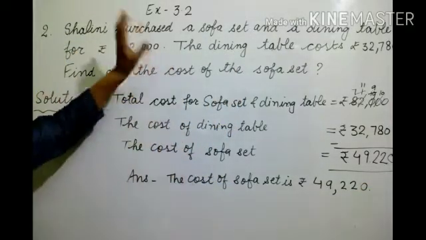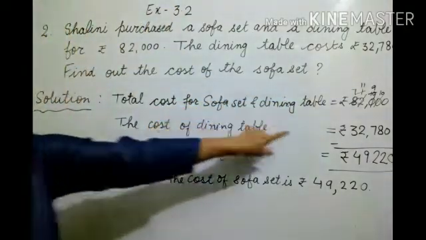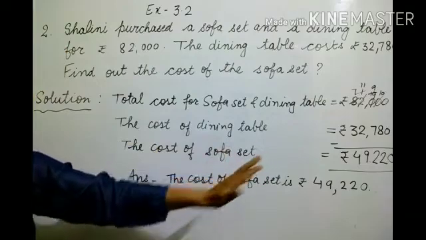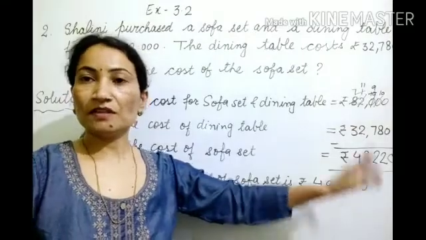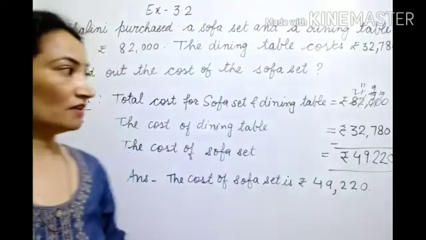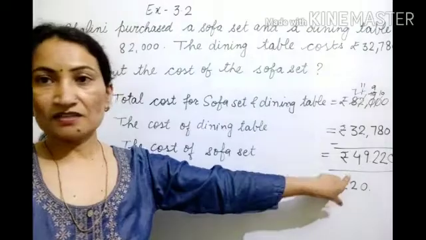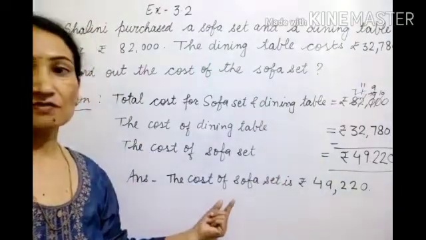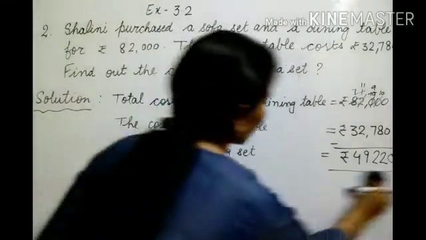Again I am telling, the cost of two items is given, one item is given, the cost of the other item you have to find. By subtracting we can find the cost of the other item. If the cost of both items is given, you have to subtract one item cost, then you will find the answer. Write the answer in sentence form. Clear? With unit. Unit is here rupees. Let us do question number 3.